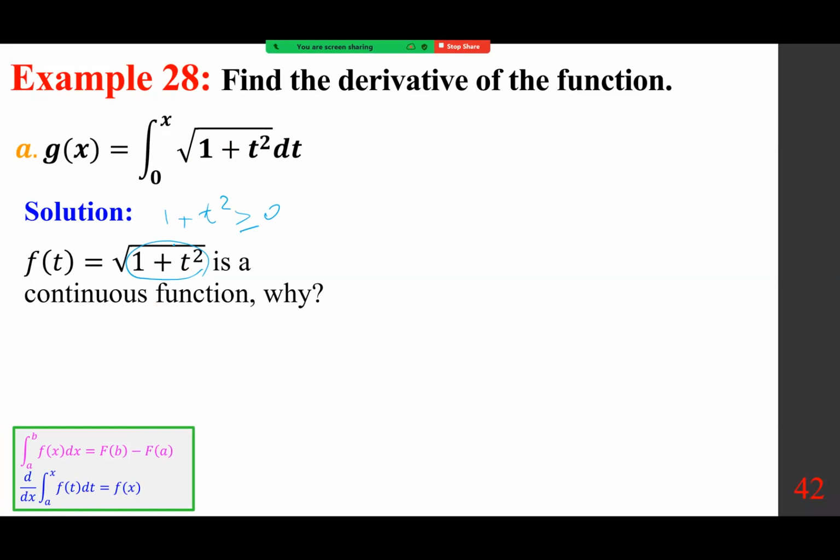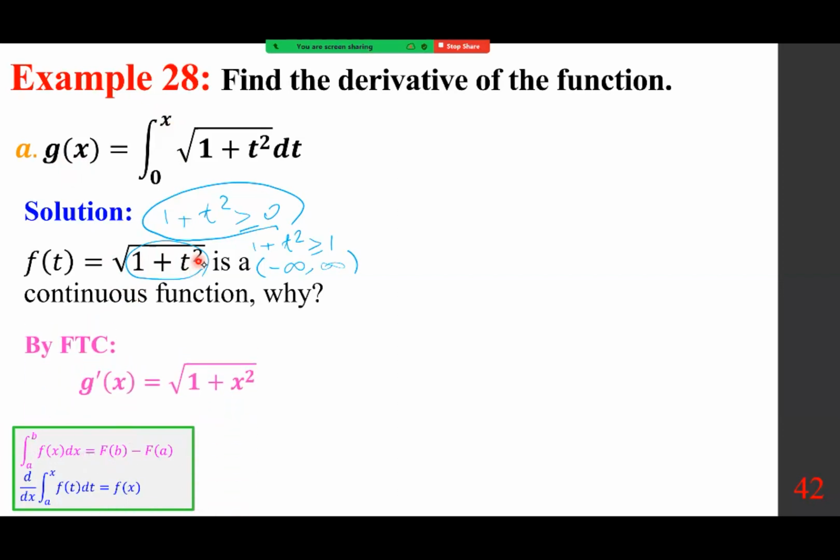And what you did before, you would figure out where this happens, this is always the case. In fact, because t squared is positive, this is larger than or equal to 1. So the domain is all real numbers. So it's a continuous function everywhere. Because of that, the answer is g prime of x, or d dx of g of x, is the square root of 1 plus t squared. Replace the t with whatever it is, x in this case. This is by FTC, everybody.